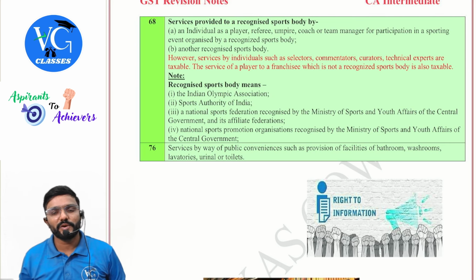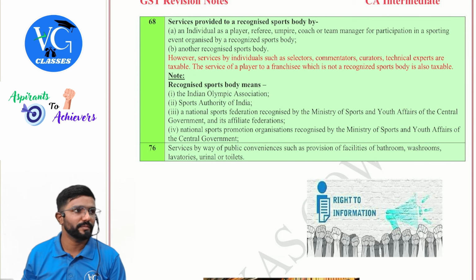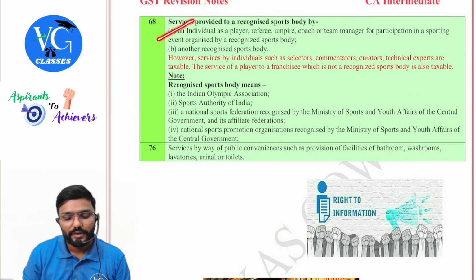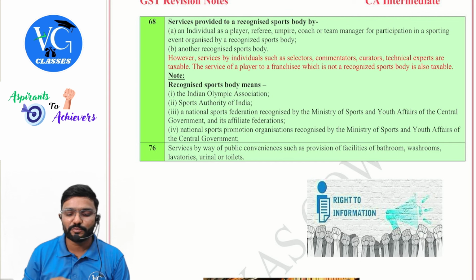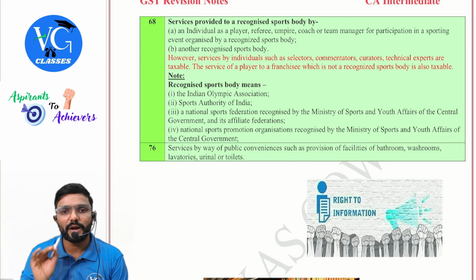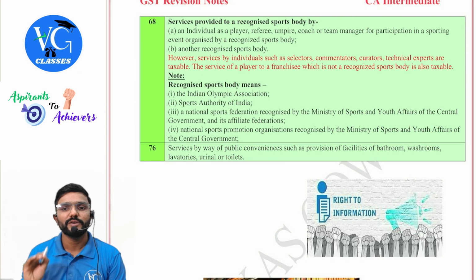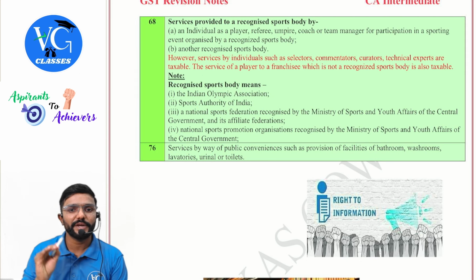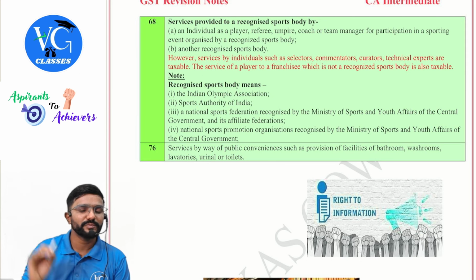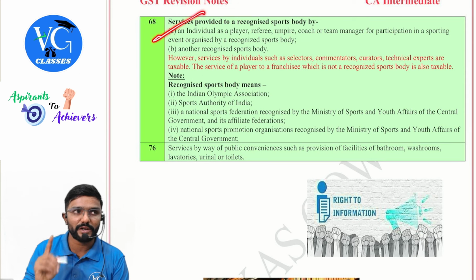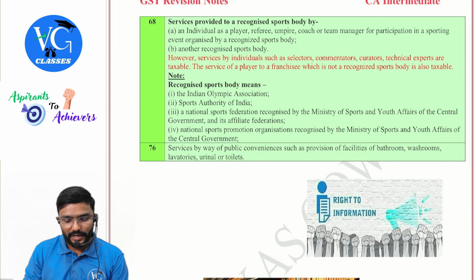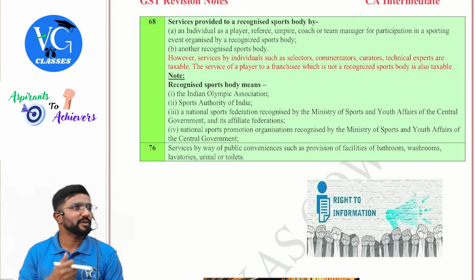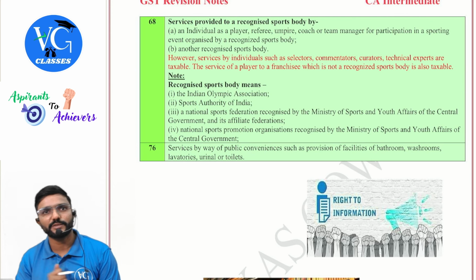68. Services provided to a recognized sports body by. The recipient is a recognized sports body. Who is the supplier? An individual as a player, referee, umpire, coach, or team manager for participation in a sporting event organized by a recognized sports body. Guys, please be careful. Everyone is not covered here. Or another sports body, that is a recognized sports body giving services to another recognized sports body.